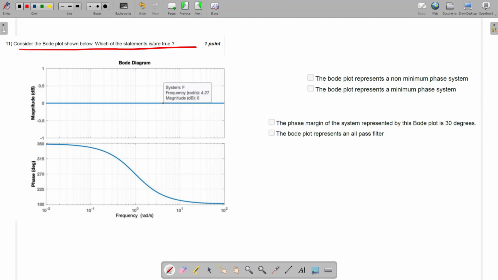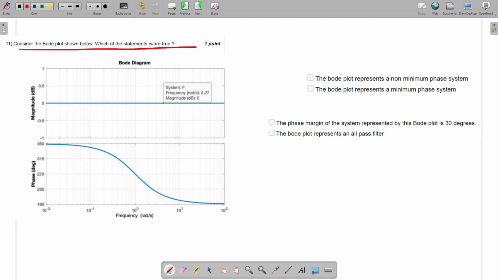Is it correct? Non-minimum? No, sir. No, it's minimum, sir. How? Because the magnitude is a constant. But look at the phase angle. The phase angle is going from 360 to 180.